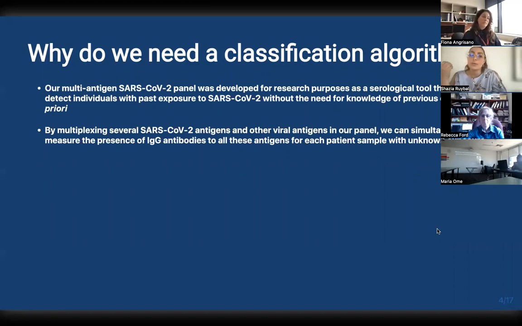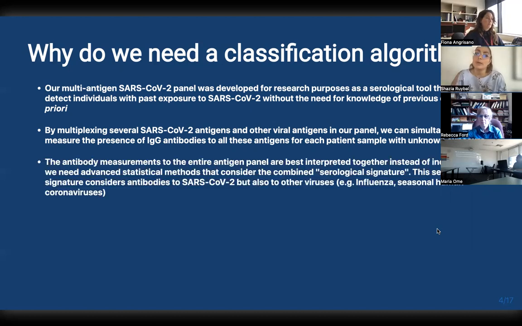We've also multiplexed several antigens. So there's both SARS-CoV-2 antigens and then other viral antigens. So we're measuring the presence of IgG antibodies to all of these antigens at the same time. And so this gives us a lot of information about this person's antibody profile. And importantly, the antibody measurements to all of these antigens are best interpreted together instead of just looking at them individually. And so in order to do this, we need advanced statistical methods that can consider this combined, what many people call, a serological signature.